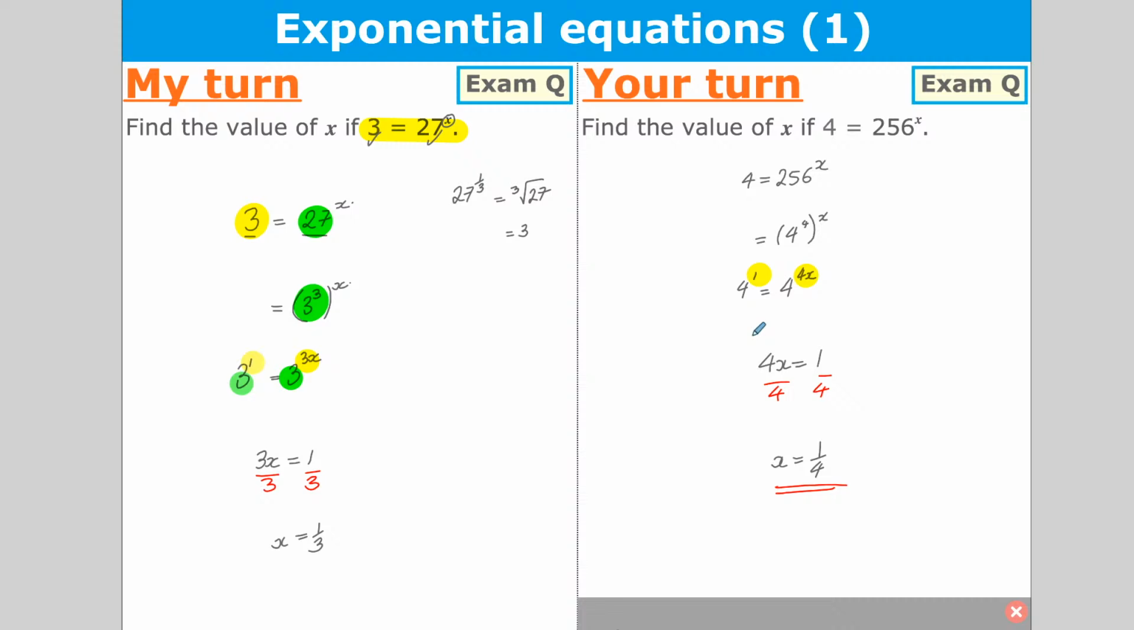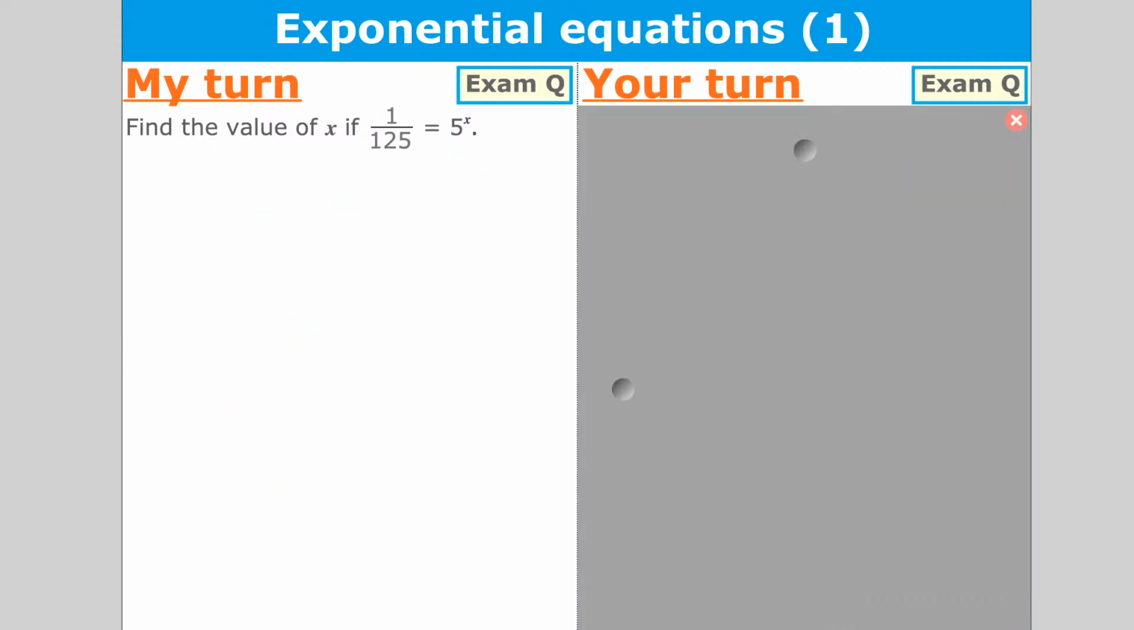Okay, a few more questions today, all exam standard. Today wasn't for the faint-hearted. We got to those exam standard questions fast. Here's our next one. This is our second exam standard question. Find the value of x if 1 over 125 is equal to 5 to the power of x.